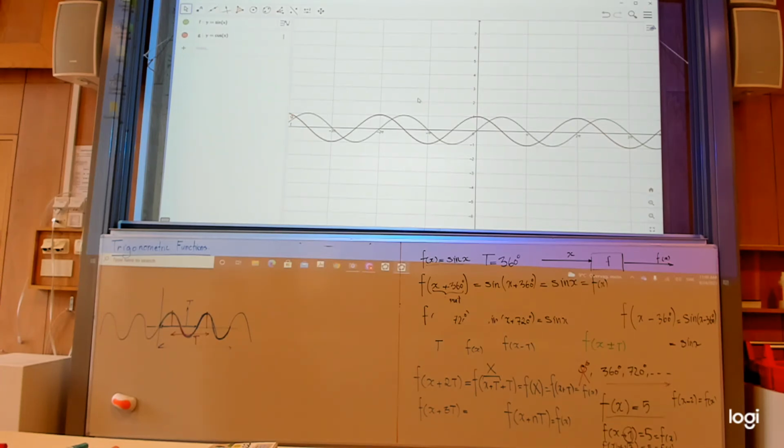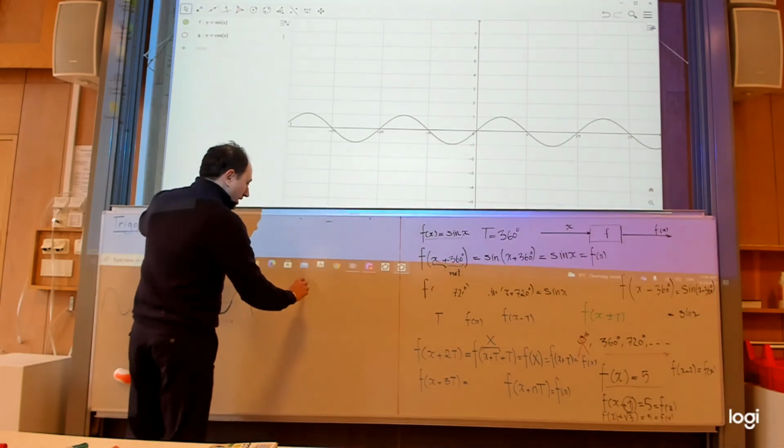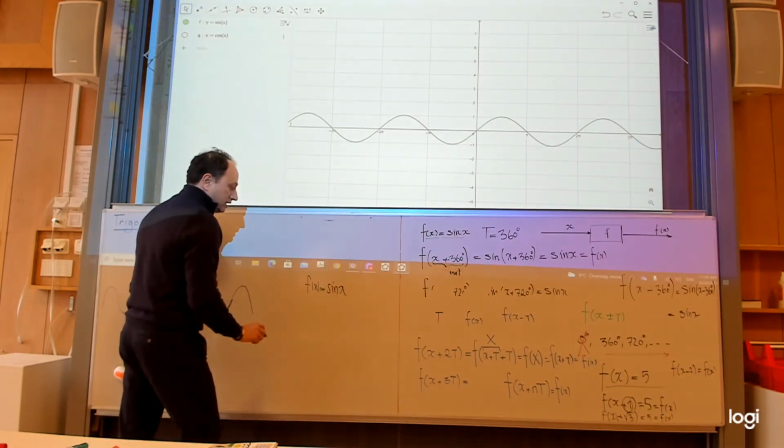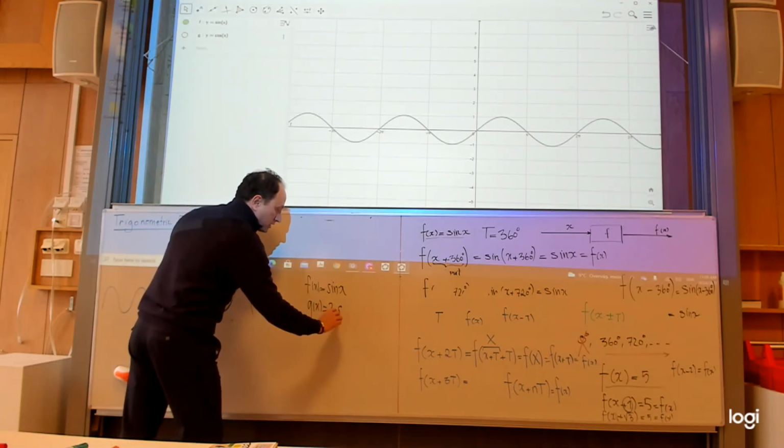Let me ask you one question. Let me close this. What do you think will happen if I multiply sine x by 2, for example? I want you to predict what will happen. I want to multiply sine x by a constant 2. So here you have, let me write here, f of x is sine x. You have the graph. What will happen if I have another function which is 2 times sine x?